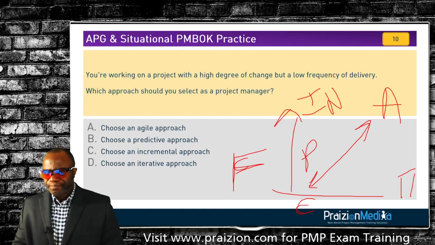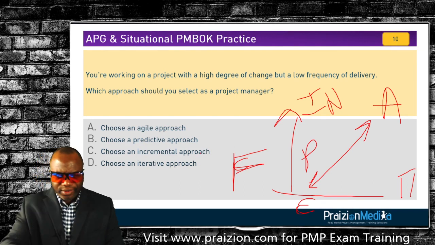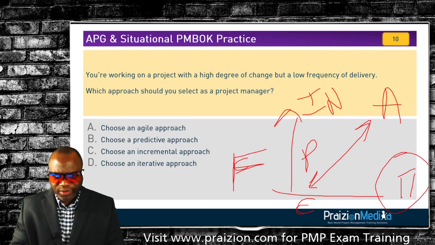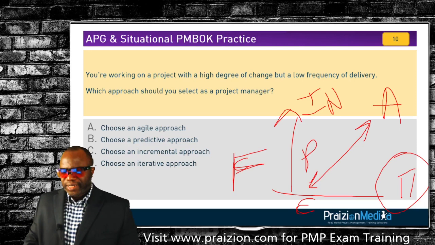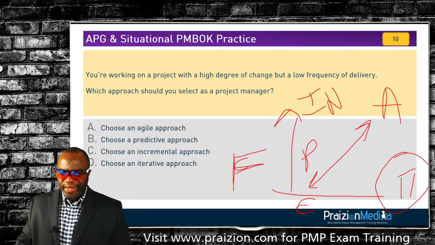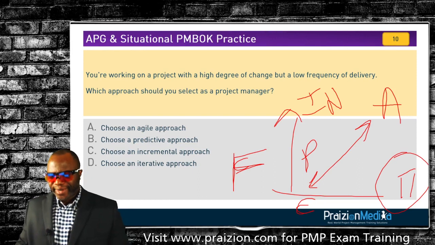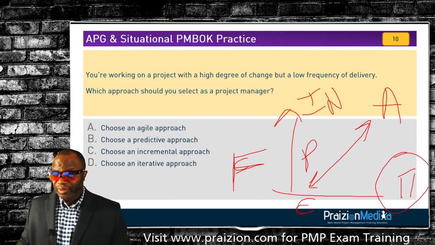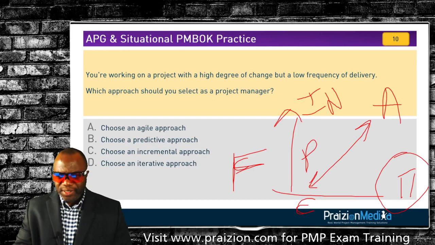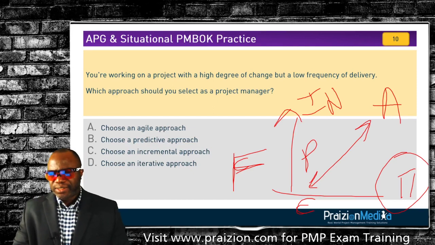But this says a high degree of change, but a low frequency of delivery, which is more to this side over here. This side over here, which is where your iterative is. Okay, so iterative is a high degree of change, but we deliver one time. If you read your Agile practice guide, pages 18 and 19, you'll be able to see this. Okay, so the best answer is choose an iterative approach, option D.